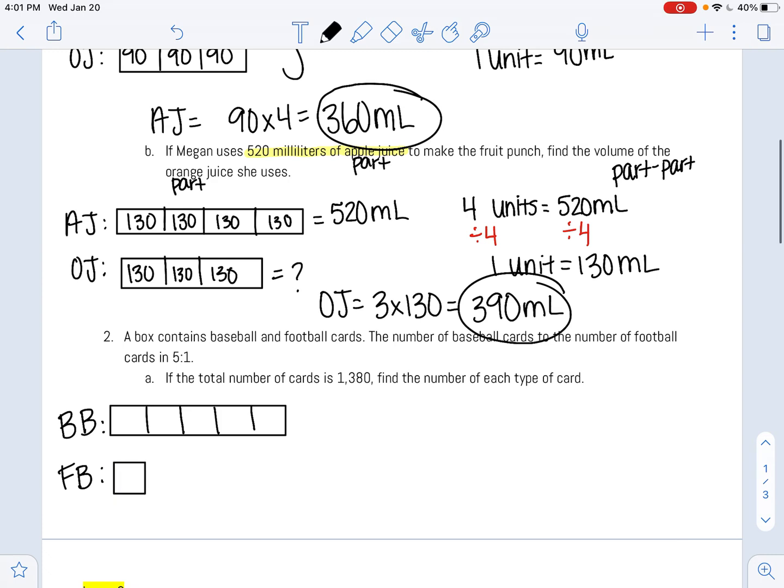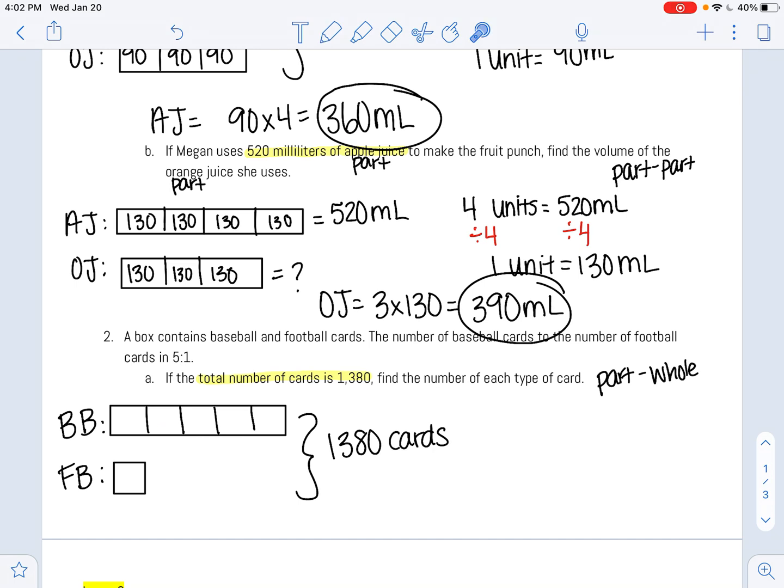In part A, if the total number of cards is 1,380, find the number of each type of card. This is a part to whole relationship, because I know my total and I'm finding for just the parts, each type of card. So this whole thing equals 1,380 cards.